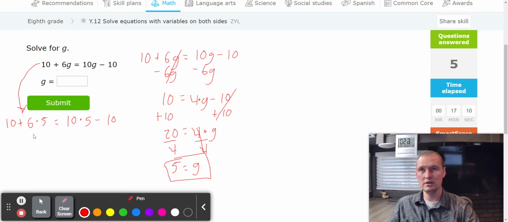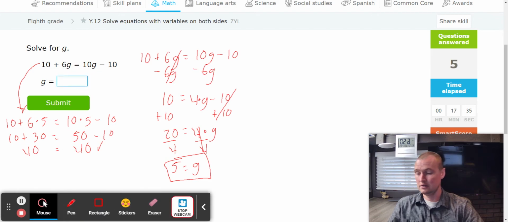So order of operations: 6 times 5 is 30, plus 10 comes down, and 10 plus 30 is 40. Equals. Now let's do this other side. 10 times 5 is 50, minus 10, and how nice is that? 50 minus 10 is equal to 40, therefore that checks out. That g must be equal to 5. So I'm going to plug in 5.